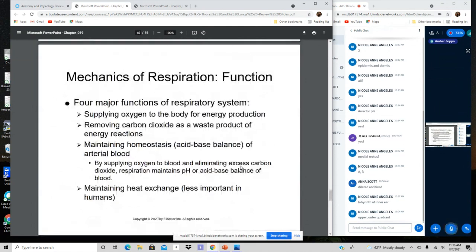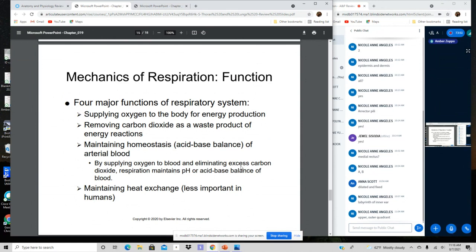So we're going to talk about the mechanics and function of respiration. There's 4 major functions of the respiratory system. The major one being supplying oxygen to the body for energy production, and removing carbon dioxide as a waste product of energy reactions. It also is important in maintaining homeostasis, or the acid-base balance of the arterial blood.